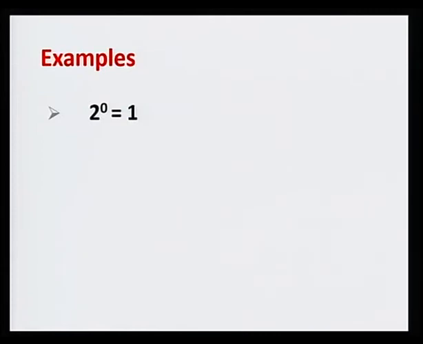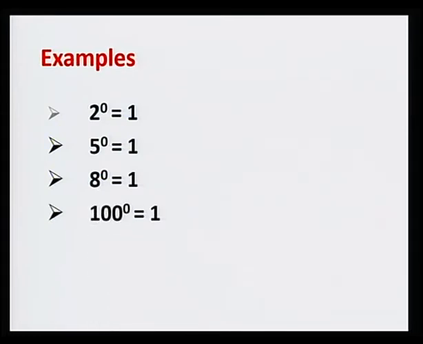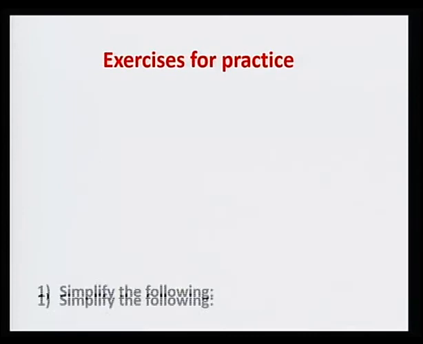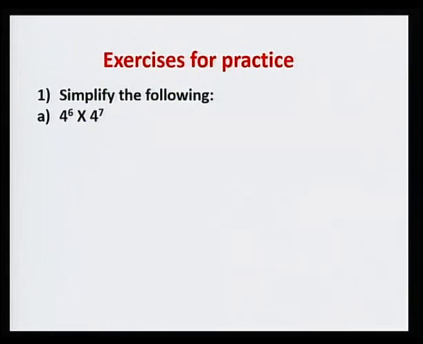2 raised to the power of 0 equals 1. 5 raised to the power of 0 equals 1. 8 raised to the power of 0 equals 1. 100 raised to the power of 0 equals 1. 20,000 raised to the power of 0 is, of course, 1. So, any number, it can be 1 million, 10 million, or any number, to the power of 0 is always 1. Now, let's have some exercises for practice. Simplify the following.